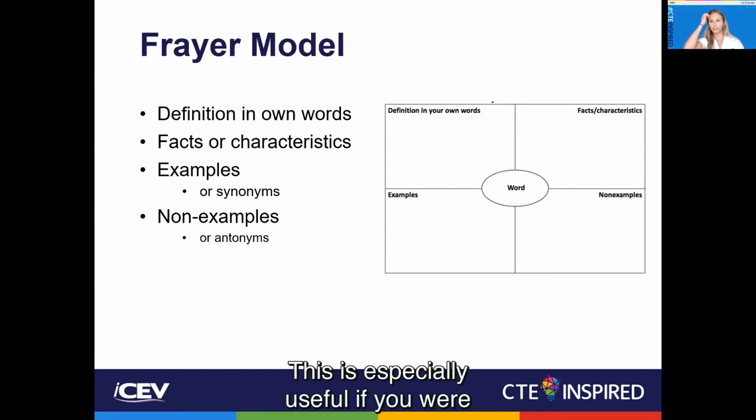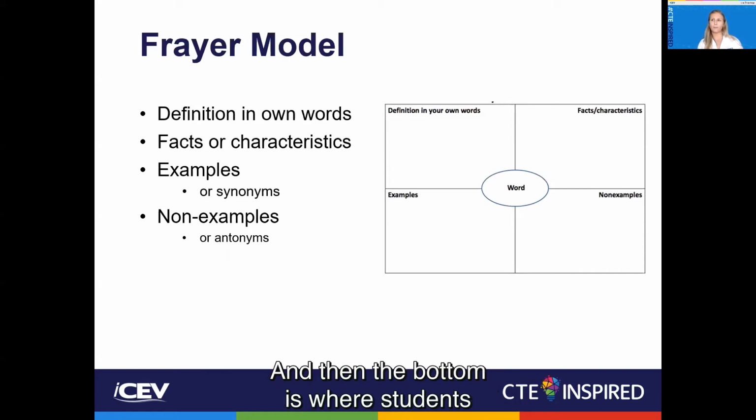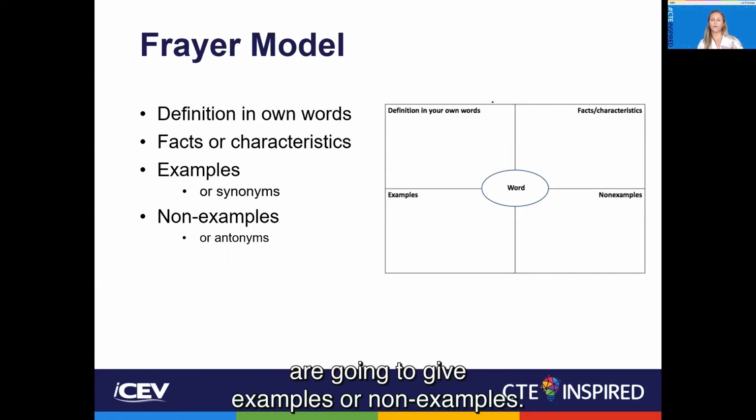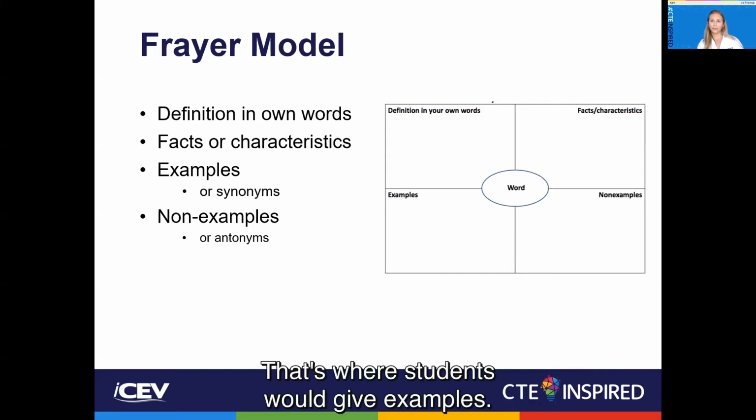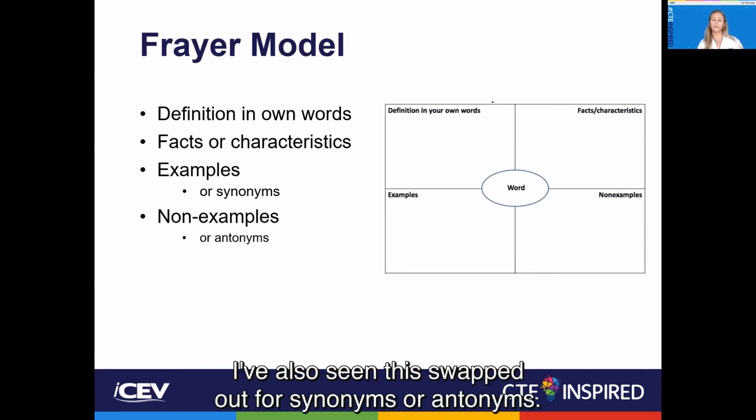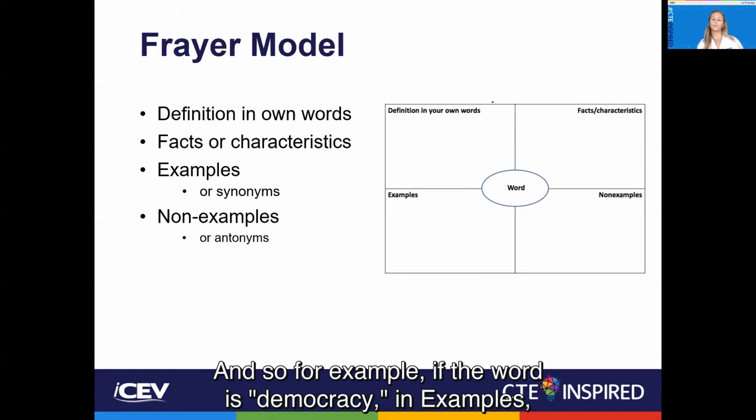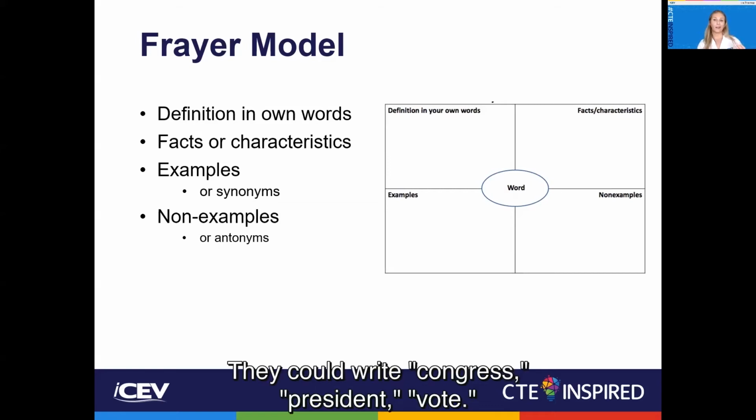This is especially useful if you are covering tools or equipment that are specific to your industry. And then the bottom is where students are going to give examples or non-examples. So the bottom left is examples. That's where students would give examples, and on the right is non-examples. I've also seen this swapped out for synonyms or antonyms. So for example, if the word is democracy, in examples, they could write United States, they could write Congress, president, vote.